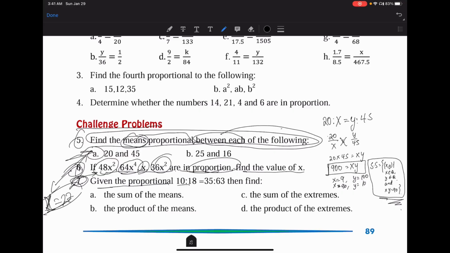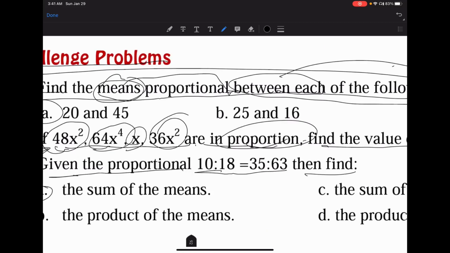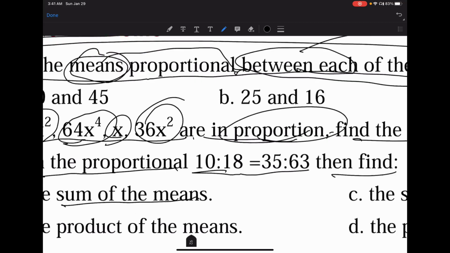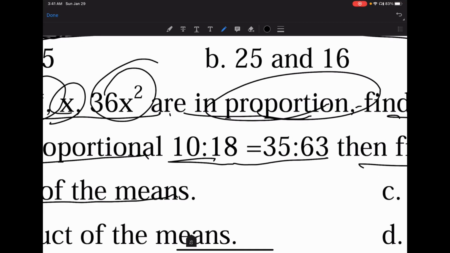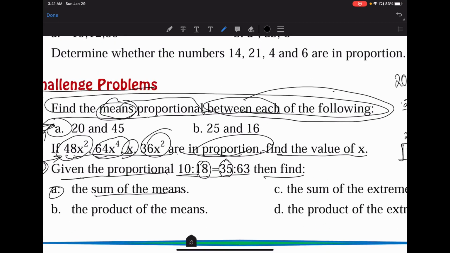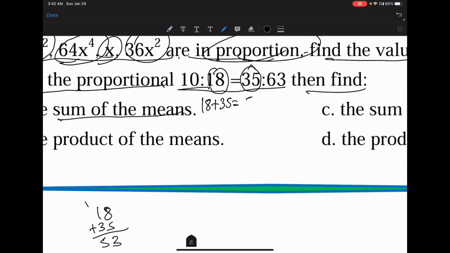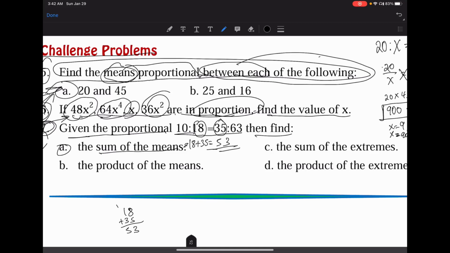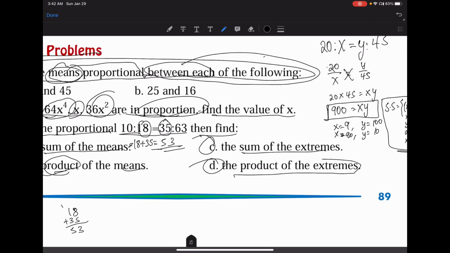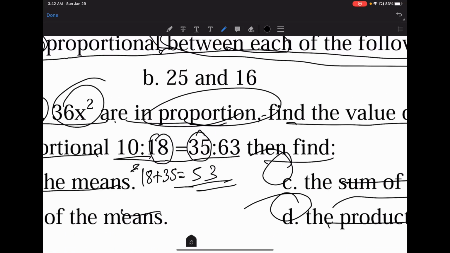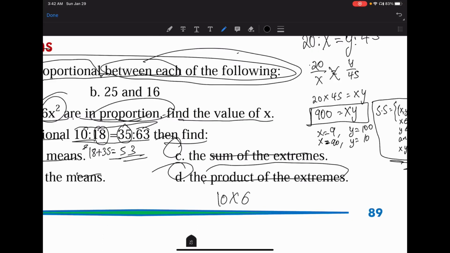Given the proportion 10 ratio 18 is equal to 35 ratio 63, find the sum of the means. It is easy: the means are the middle terms, which are 18 and 35. Their sum is 18 plus 35, which is 53. That is the sum of the means. Now the product of the extremes: the extremes are 10 and 63, and multiplying them, 10 times 63 gives 630.